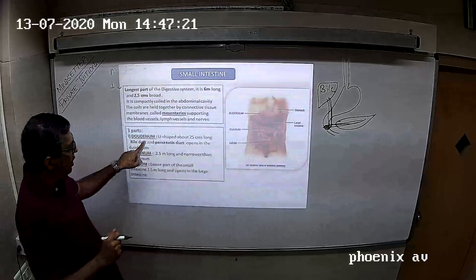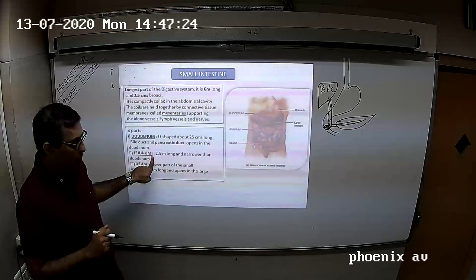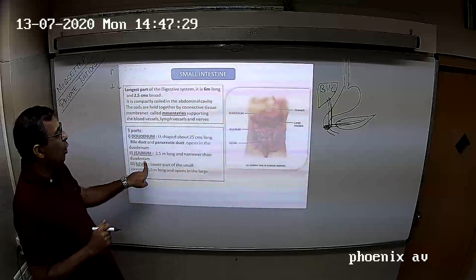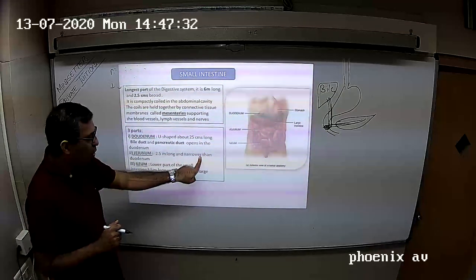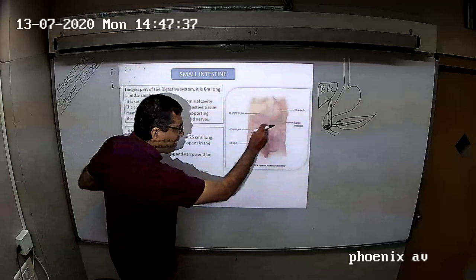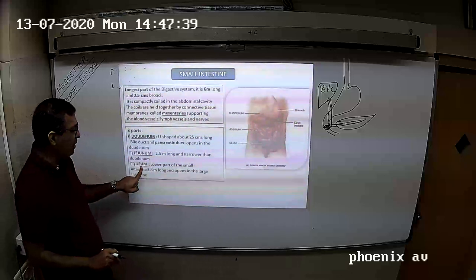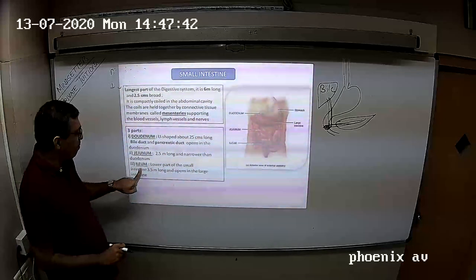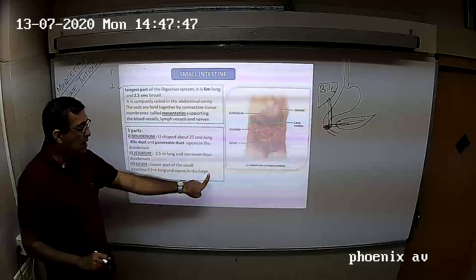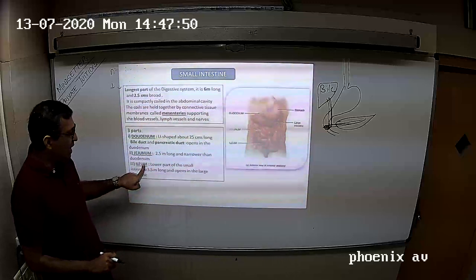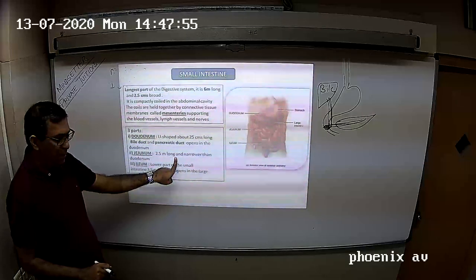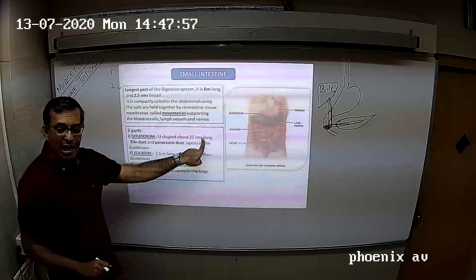From the duodenum, the food passes into the jejunum, which is 2.5 meters long and narrower than the duodenum. Jejunum mein peristalsis hota hai. Then food enters the ileum, the lower part of the small intestine, which is 3.5 meters long and opens into the large intestine. So ileum is 3.5 meters, jejunum is 2.5 meters, and duodenum is 25 centimeters.